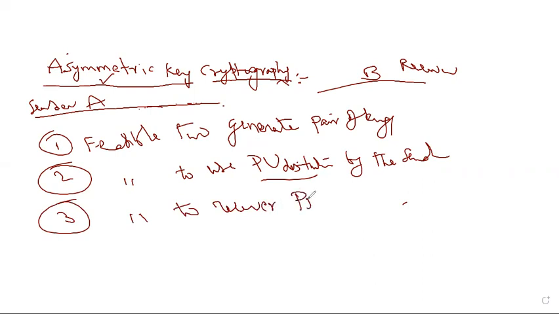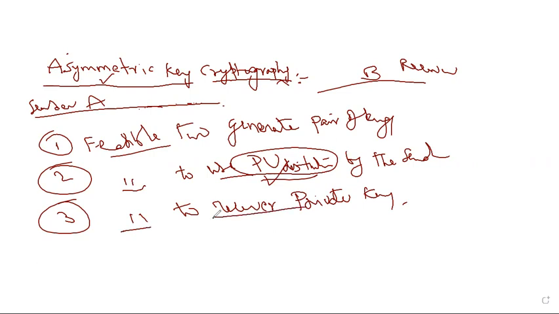So all these are feasible operations, right? What is the first feasible operation? Every user can easily generate a pair of keys. The second feasibility is that if a sender wants to communicate with a receiver, he can very easily use the public key of the receiver or destination because that is available. If the sender uses the public key of the receiver, then it is computationally feasible to use the receiver's private key for decryption at the receiver side, right?